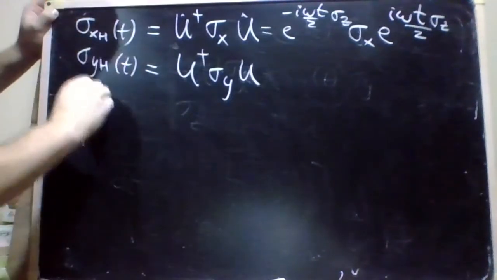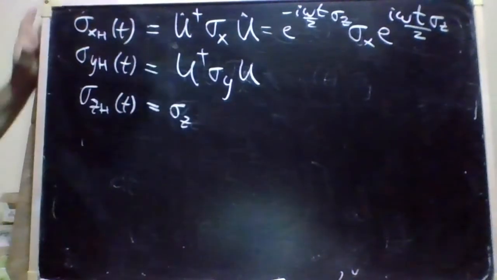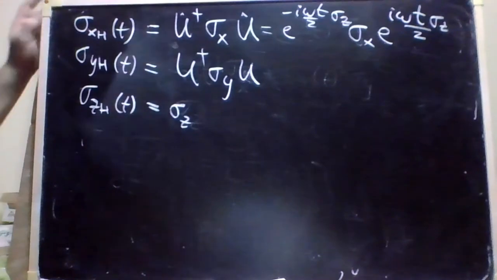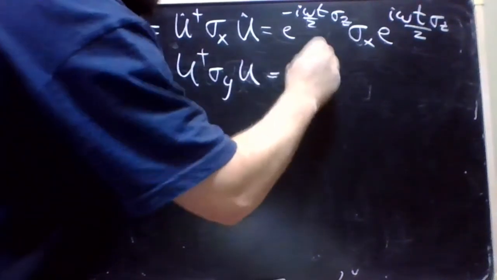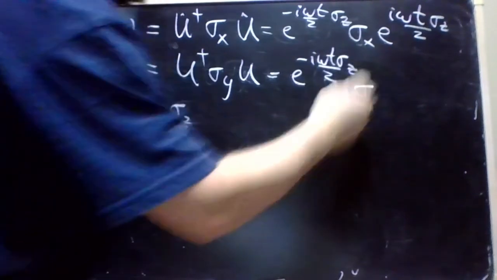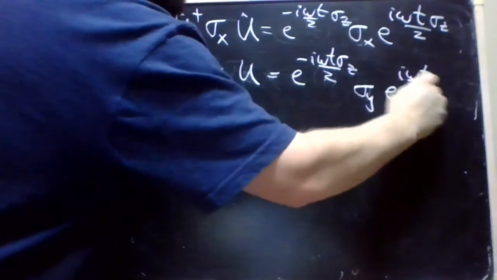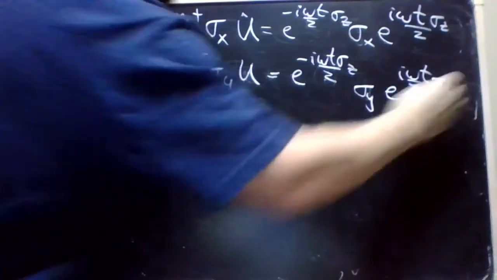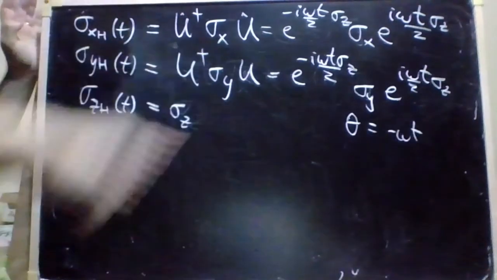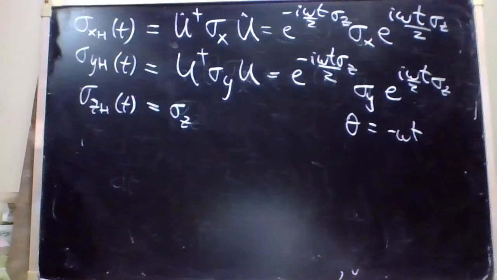We already know that sigma z does not evolve because the axis of rotation is z, and this we already calculated in the previous lecture. But now we have a negative angle, theta equal to omega t, for the results we already found in the previous lecture.